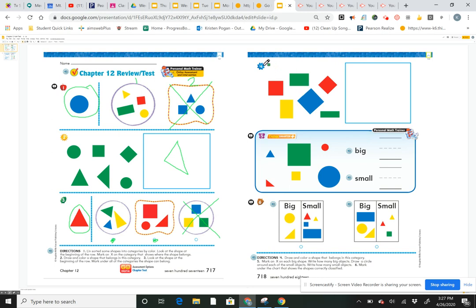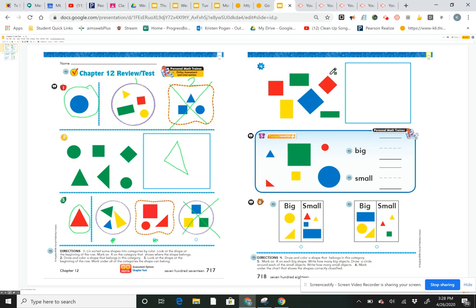Flipping to 718, problem number 4 says, draw and color a shape that belongs in this category. Pause the video and come back when you're ready to check your work. Okay, if I'm drawing and coloring a shape that belongs in this category, first I need to define this category.